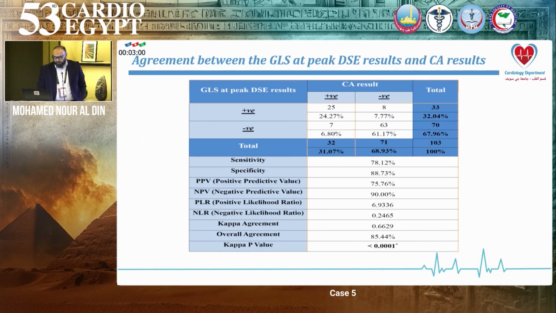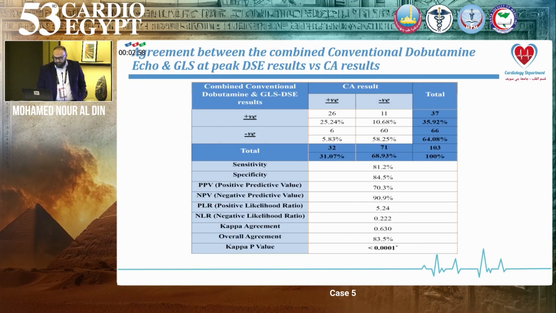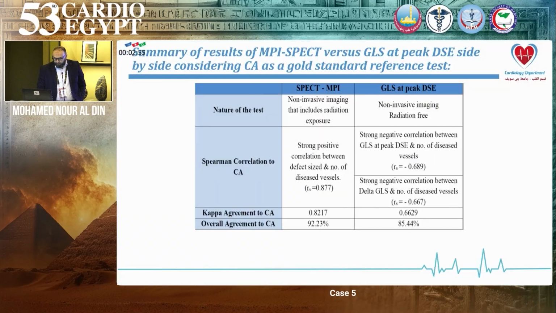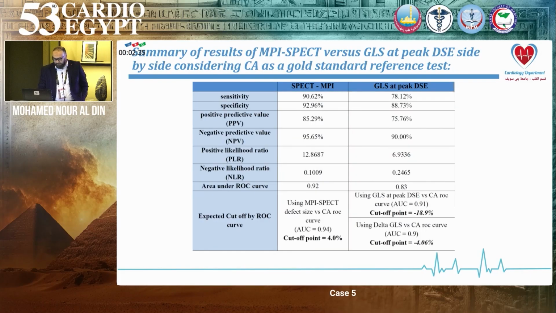Let's jump immediately to the summary of the results. SPECT versus global longitudinal strain. SPECT showed, as we said, strong positive correlation. Global longitudinal strain showed strong negative correlation, both at peak stress and the delta change between the rest and peak stress. Both showed strong negative correlations.